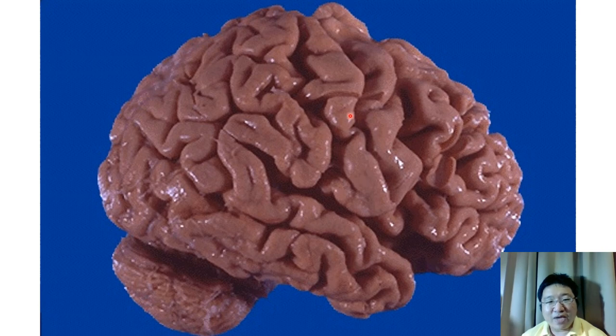diffuse severe brain atrophy is a typical finding in patients with Alzheimer's disease. And if we look inside, we may see enlargement of the ventricular spaces, the ventricular system. So this condition is called hydrocephalus ex vacuo, that is caused by a loss of brain mass, atrophy of the brain. So these two are common gross findings for Alzheimer's disease.